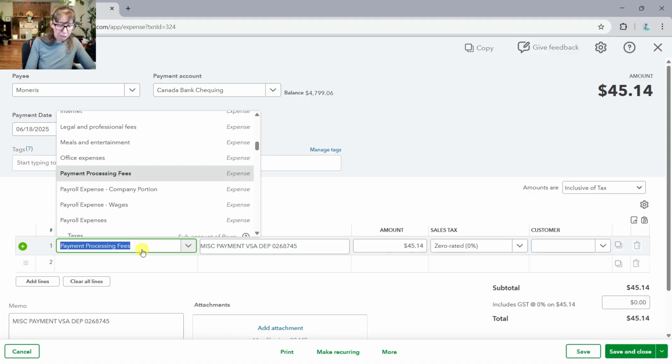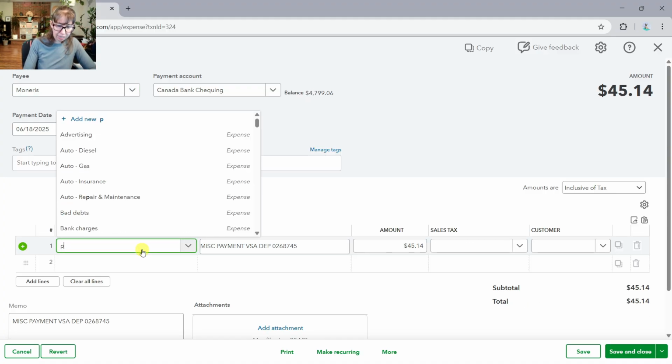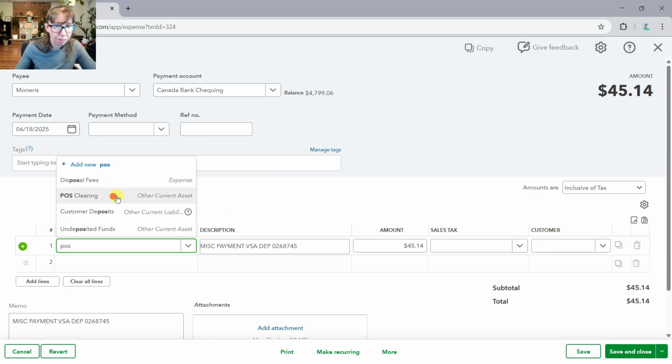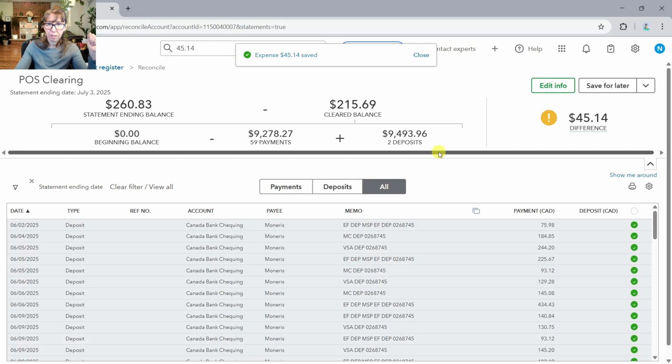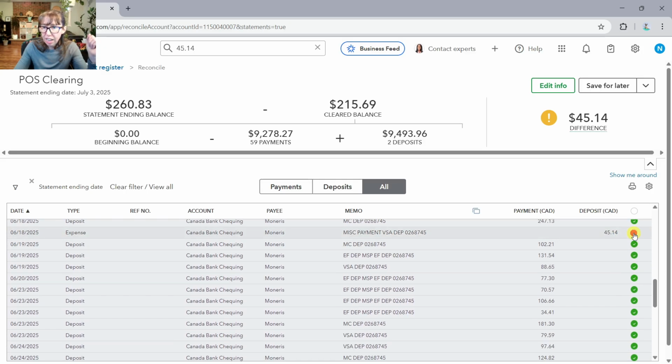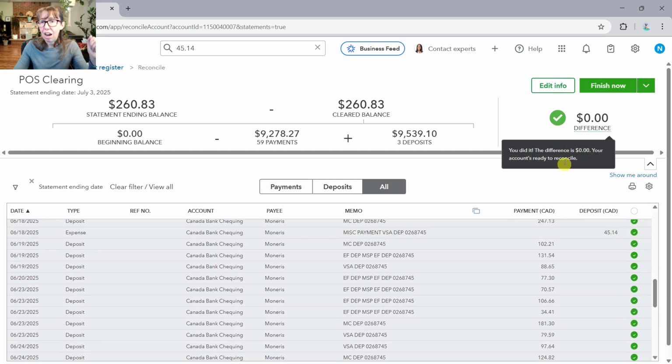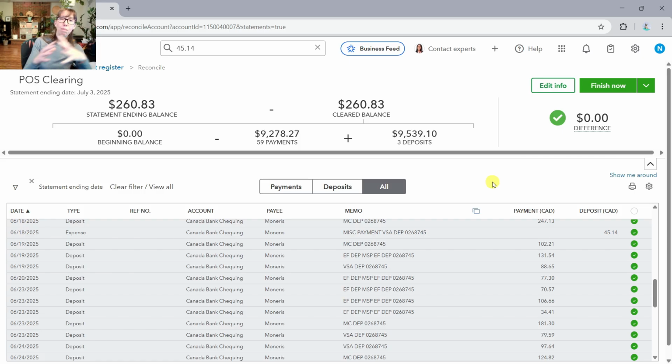So let's put this back to the POS clearing. Save and close. Yep. And now we can come down, check that off, and we have now come to the difference of 0. We've reconciled the POS clearing for June.